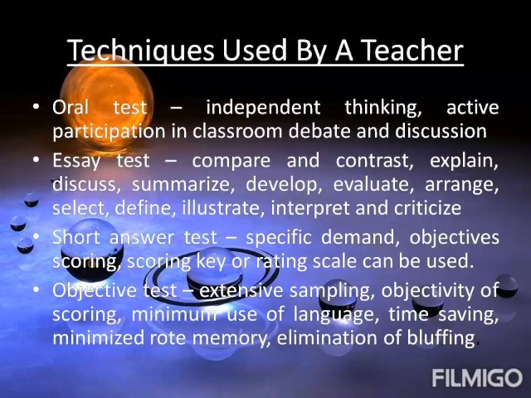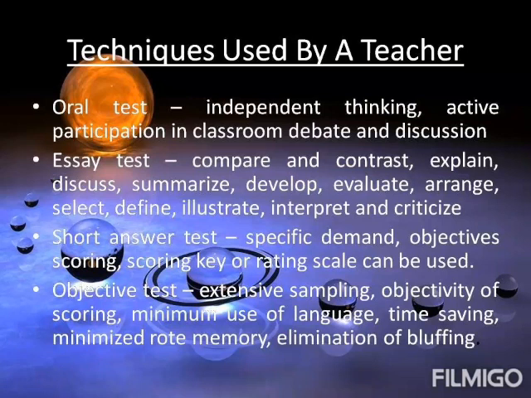Now, the last type of test is objective tests. Objective tests enable the teacher to measure the achievement of their pupils in a short time. The scoring procedure is easy in objective tests. The merit of objective tests is extensive sampling. A large number of questions can be answered in a short period.